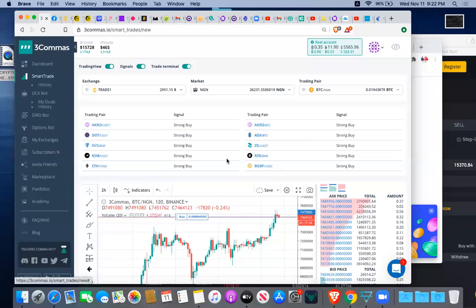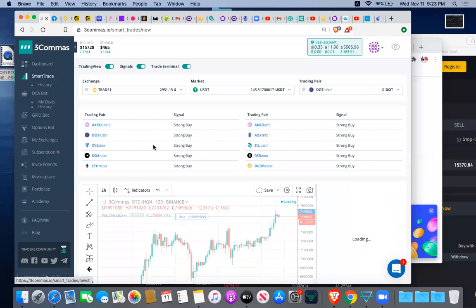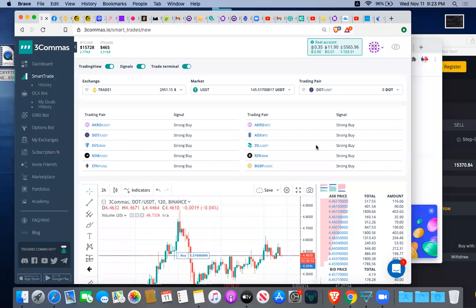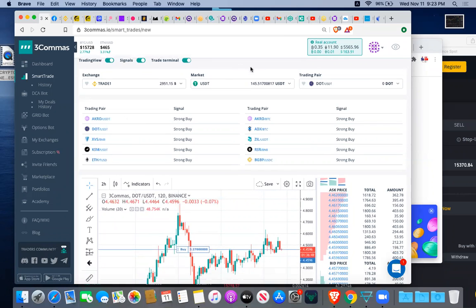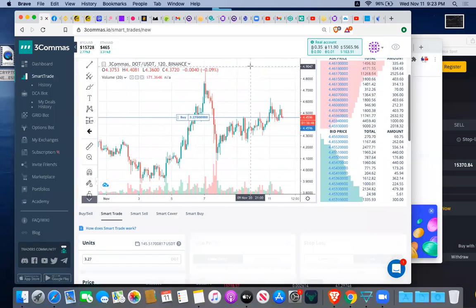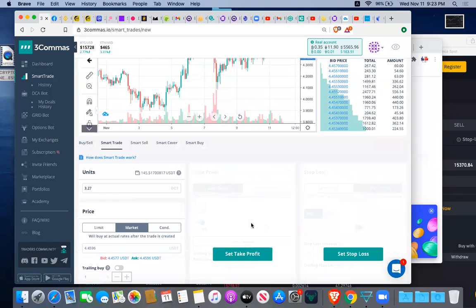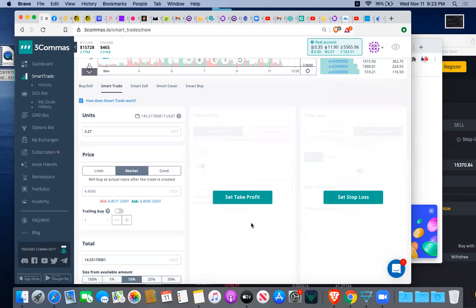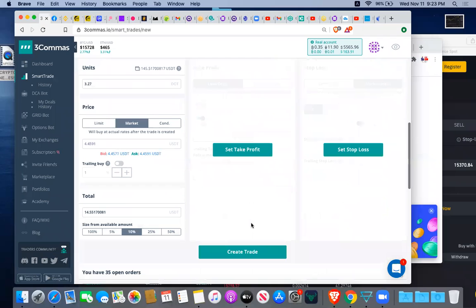Since they are talking about Polkadot, let me select Polkadot. That is actually going, that's DOT/USDT. At this point, it just shows you the trading strategy of this person. So you can say, okay, I want to go for Polkadot. Polkadot per 1 now is about $3.27.